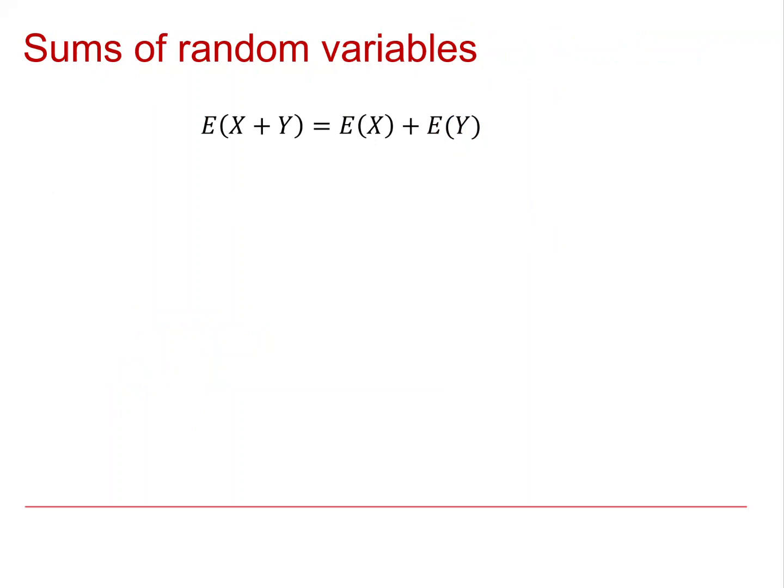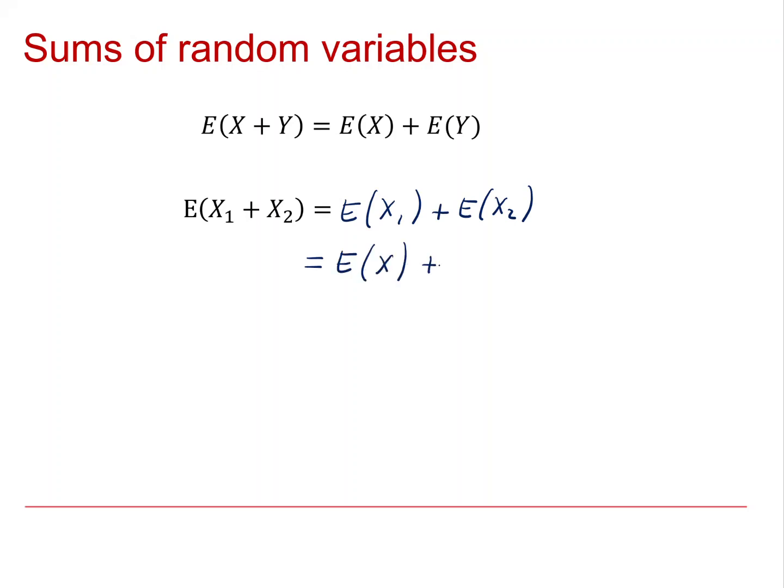So, using this result, we can get that the expected value of the sum of two instances of X is the expected value of X1 plus the expected value of X2. However, since they are both distributed the same, that's the expected value of X plus the expected value of X, which is twice the expected value of X.